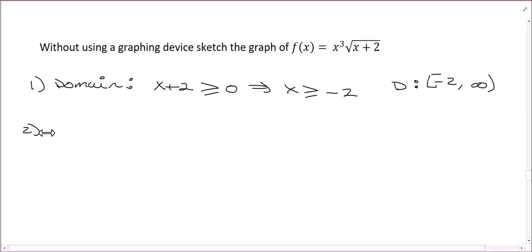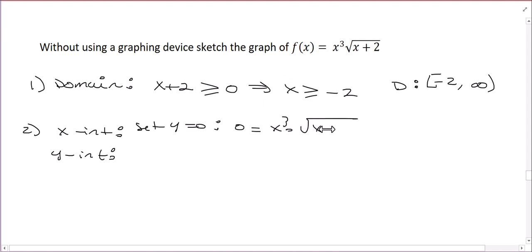And the next thing is find x-intercepts and y-intercepts. To find the x-intercepts, you set y equal to 0 and solve. So when you set y equal to 0, you have 0 equals x cubed times the square root of x plus 2. So that's a times. That means either x cubed is 0, which tells us that x is 0, or this is 0, which tells us that x is minus 2. So those are our two x-intercepts.